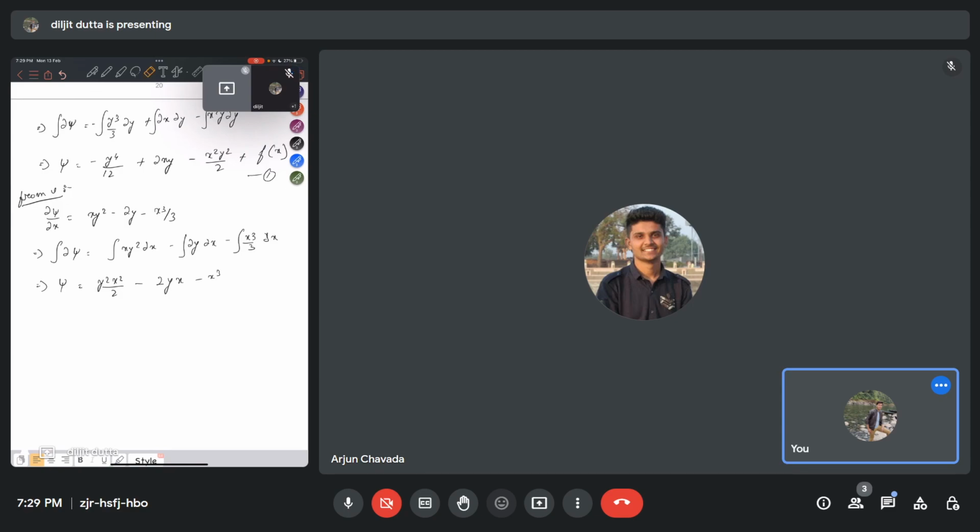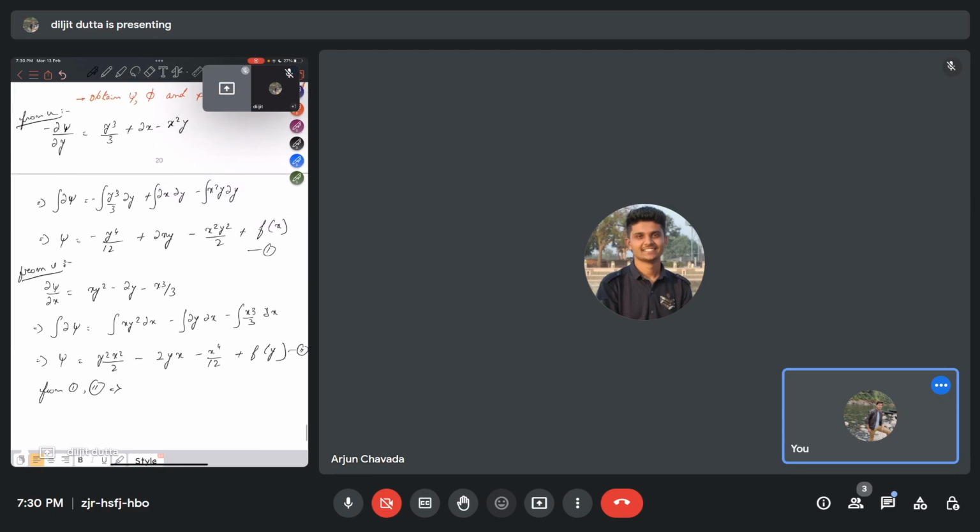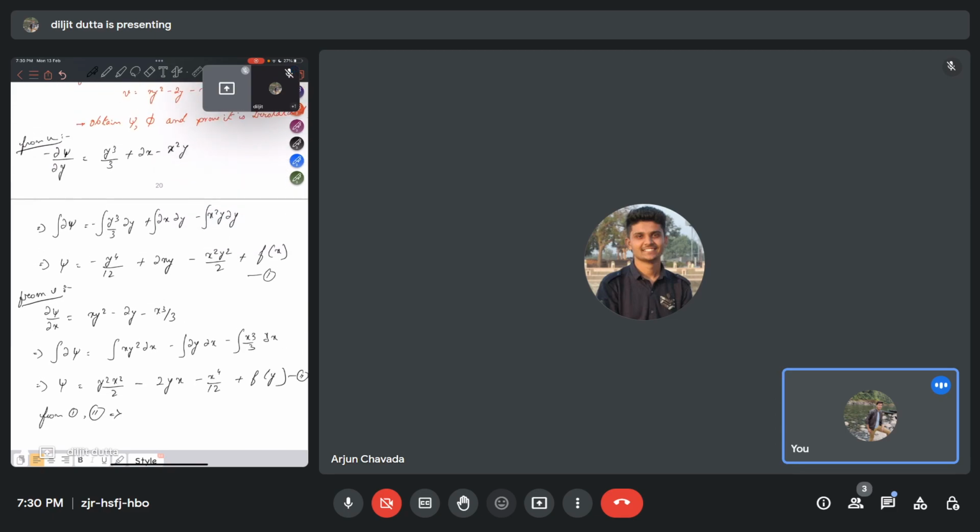So minus of x to the power 4 by 12 plus function of y. Now from 1 and 2 we will get, we have seen... so yeah, there is one mistake here.